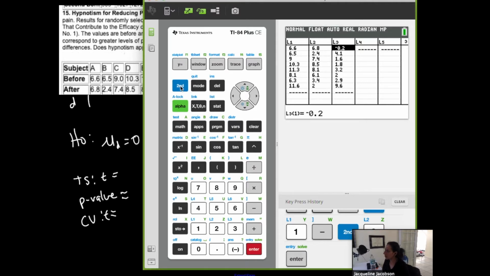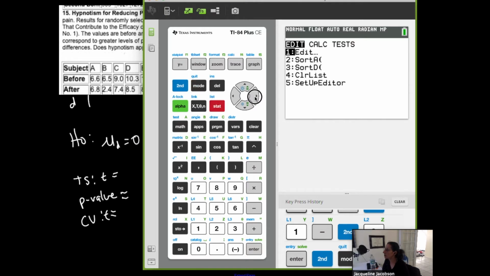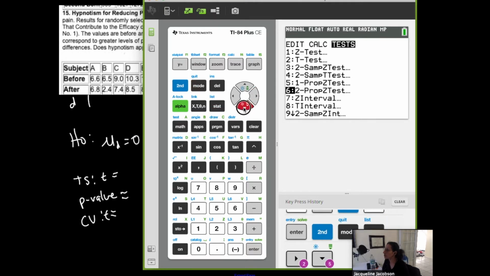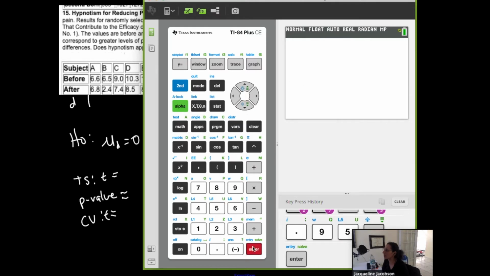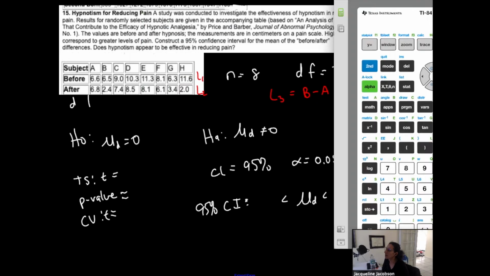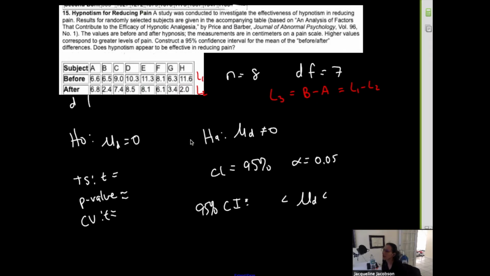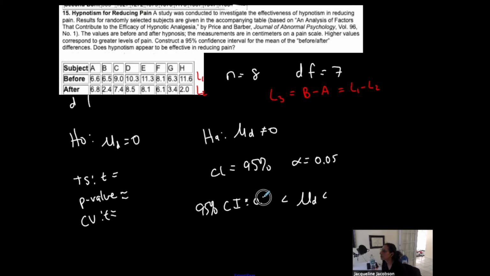So I'm going to collect all the information first. Let's go to the interval. Let's do T interval, because it's a T situation. Data. My list is L3, because that's where the differences are. Frequency 1, confidence level was 95%. That was given to me, so 0.95. Let's calculate that and write that down. I'll round to 0.69.